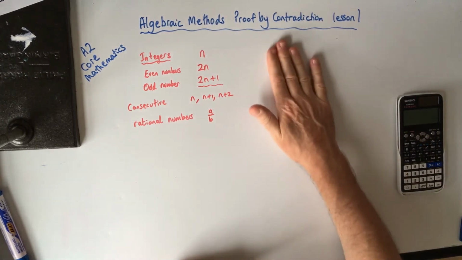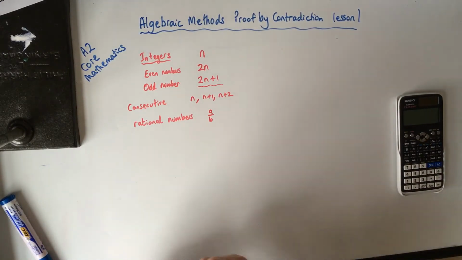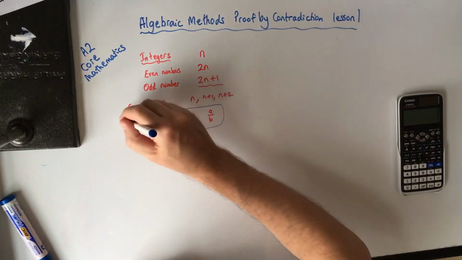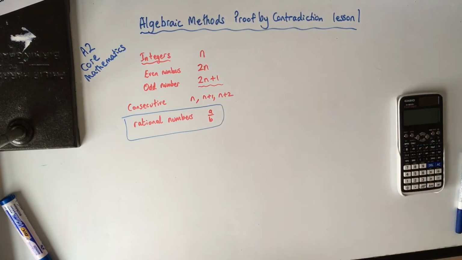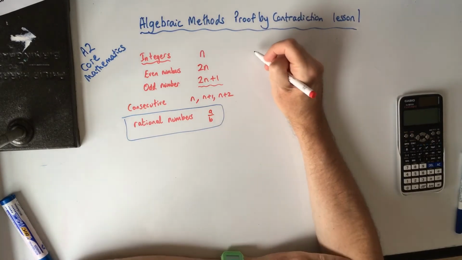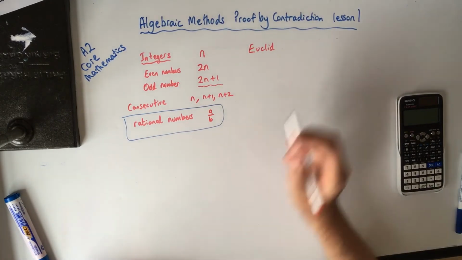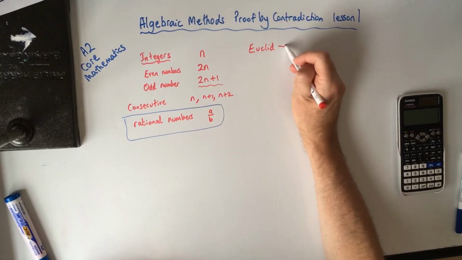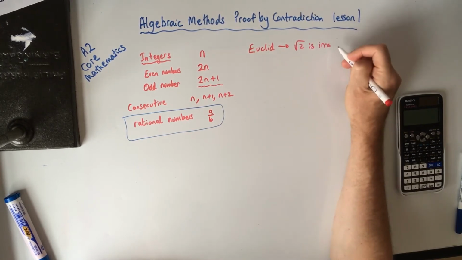And it leads me on to a very, very common proof that I'm going to go through with you now. It is a good example of proof by contradiction. Okay, so here it is. It was a very famous mathematician from antiquity called Euclid. Euclid did lots of proofs, but one of his proofs was that root 2 is irrational.